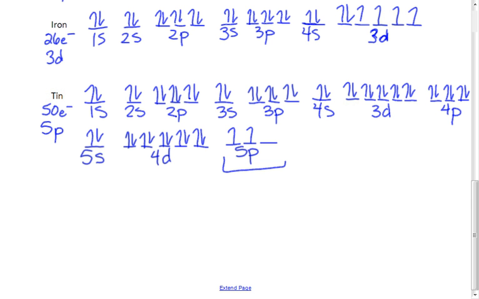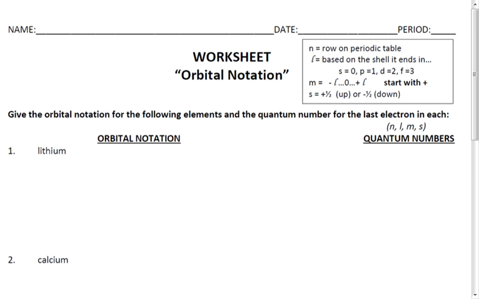Okay. Do y'all have any questions? Okay. On your assignment, there's a column over on the right-hand side for putting the quantum numbers. Again, we haven't quite gone over that yet, so go ahead and just leave that part blank for right now. We'll look at that tomorrow. But we are going to go ahead and draw the orbital notations for those 4 elements. And I'll do lithium with you real quick.